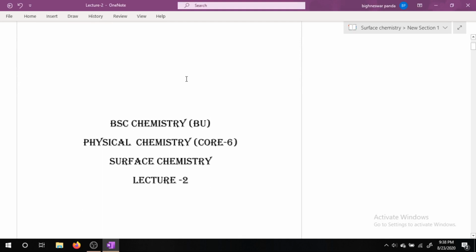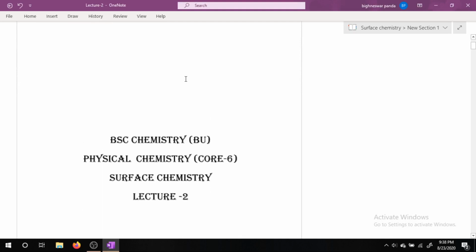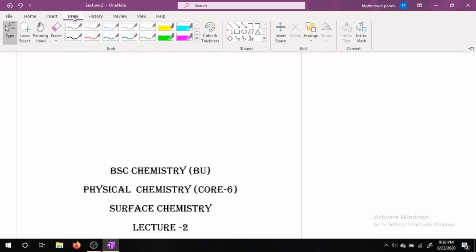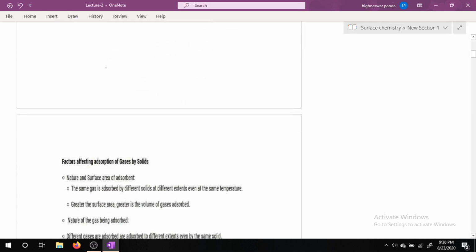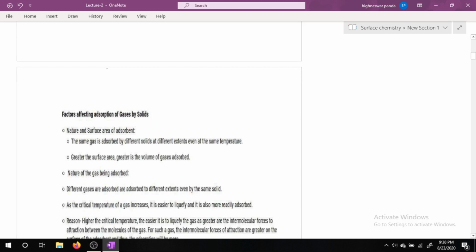Here we are another session for lecture number 2 of surface chemistry. In the previous class, we have discussed some basic concepts about surface chemistry, that is physical adsorption, chemical adsorption, etc. Now we are going to discuss factors affecting adsorption of gas by solids. So what are the factors that affect adsorption of gas by solid?